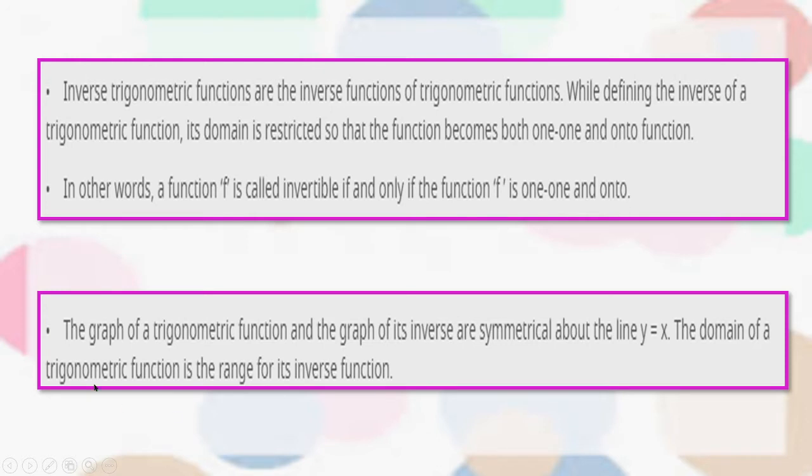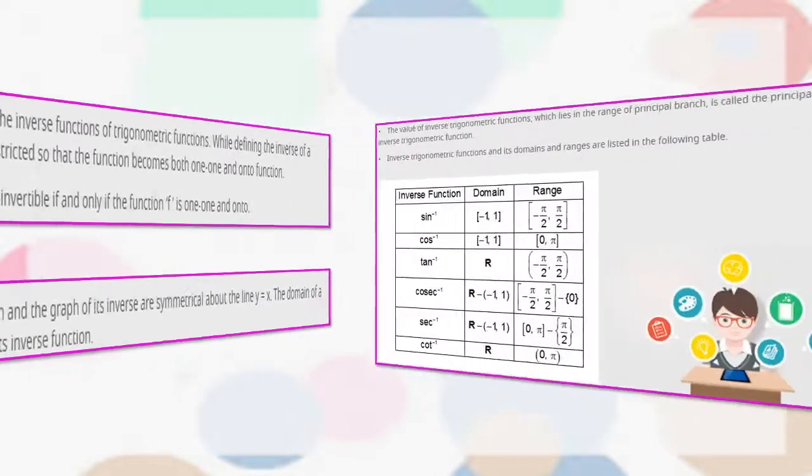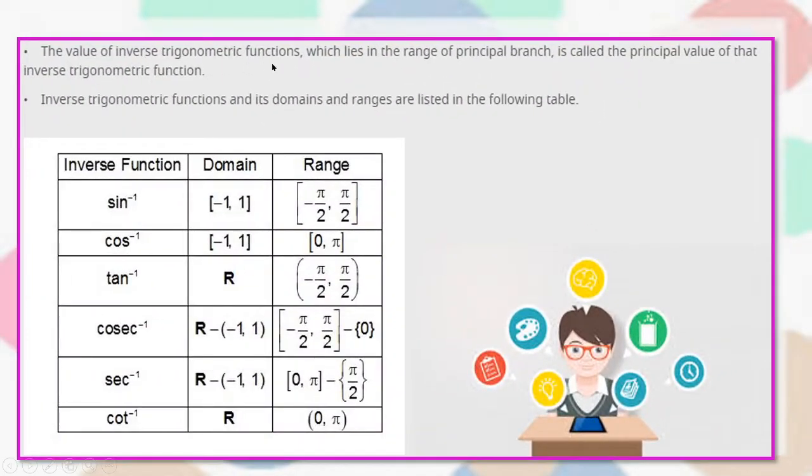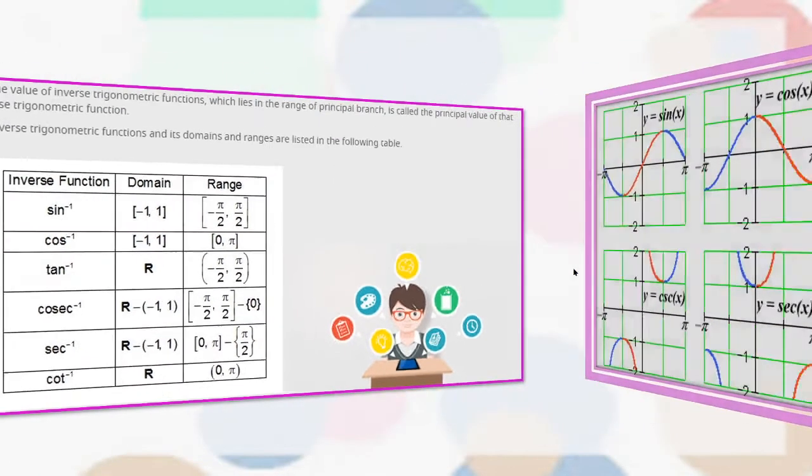onto both. The graph of a trigonometric function and the graph of its inverse are symmetrical about the line y equal to x, and the domain of a trigonometric function is the range of its inverse function. The value of ITF which lies in the range of principal branch is called the principal value, and here is the table which tells us about the domain and range of all ITF.